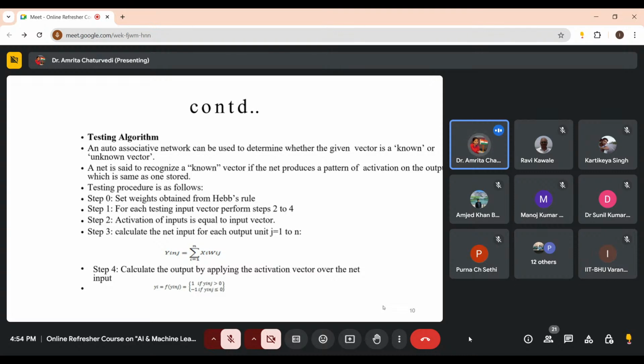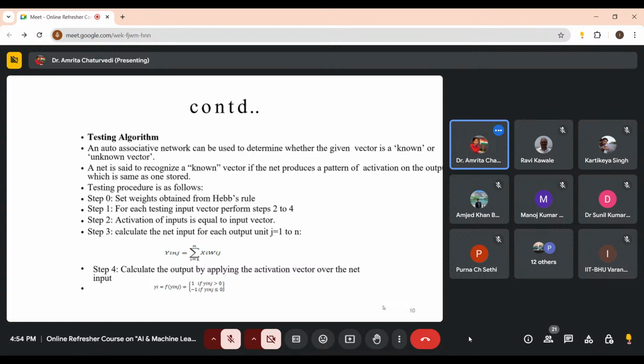So this is the testing algorithm. This can be used to determine whether the given vector is a known or unknown vector. I told you that in auto-associative memory, when you are performing the training, you are actually storing the P number of input-output associations in the auto-associative network. Now in the testing phase, you will be checking whether a particular vector has been stored earlier or not, that is, whether it is known or not.